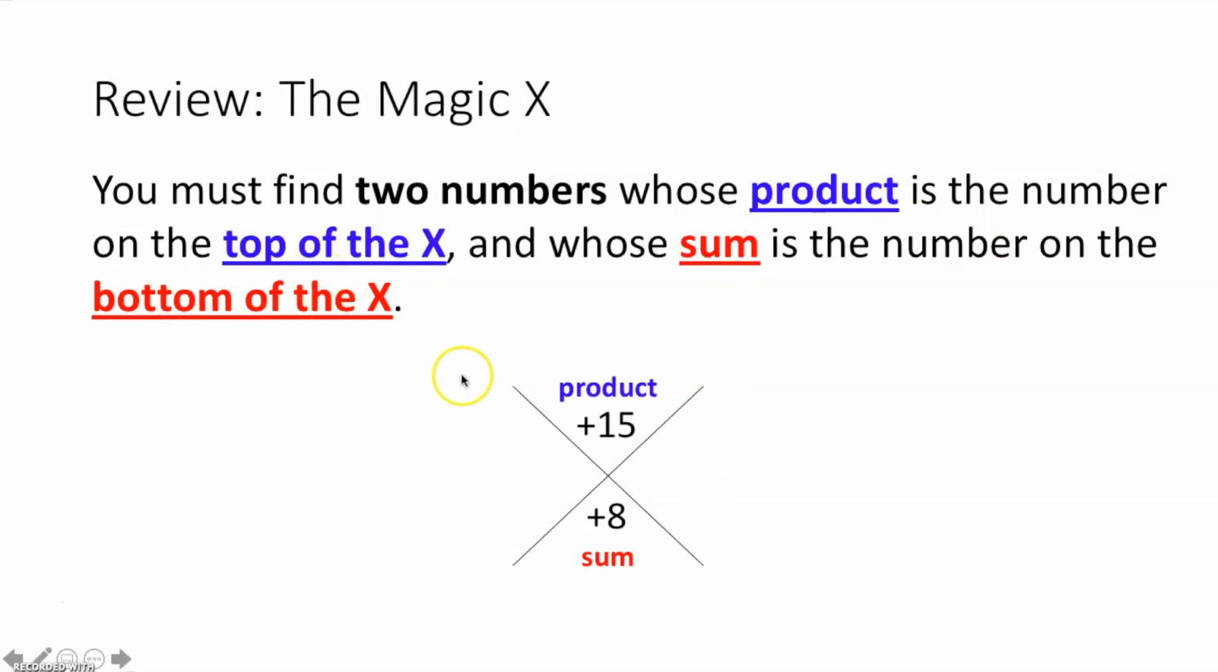The magic x, this is stuff that we've done for the past couple sections. Remember, in order to solve the magic x, you must find two numbers whose product is the number on top of the x and whose sum is the number on the bottom of the x. So two numbers that multiply together to make 15, add together to make 8. That would be 5 and 3.